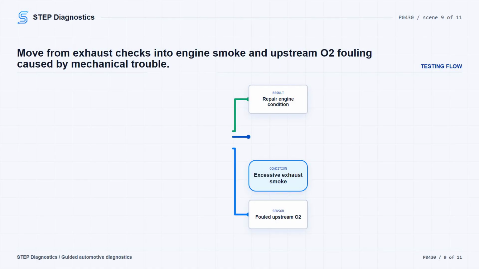After the exhaust checks, look for an engine mechanical issue. Check for excessive exhaust smoke from an internal engine problem, and verify the upstream O2 sensor is not fouled because of a mechanical engine failure. An engine that is consuming oil, coolant, or excessive fuel can foul the upstream sensor because that sensor is not protected by the catalyst. If an engine mechanical condition is present, repair that condition as needed and verify the repair.